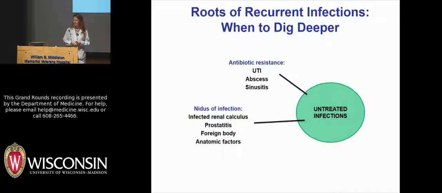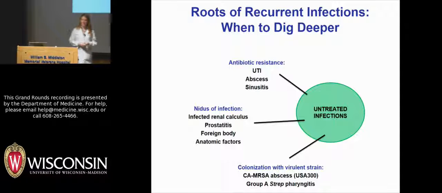And what you'll probably see is that a lot of what I'm discussing in this nidus of infection overlaps with anatomic abnormalities. So when there are anatomic abnormalities, there can be conditions where bacteria can persist and not be cleared by antibiotics that should be appropriate for the infection.